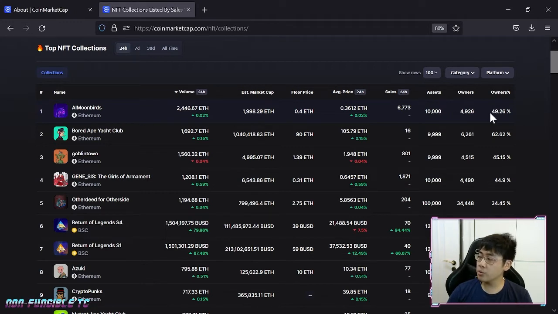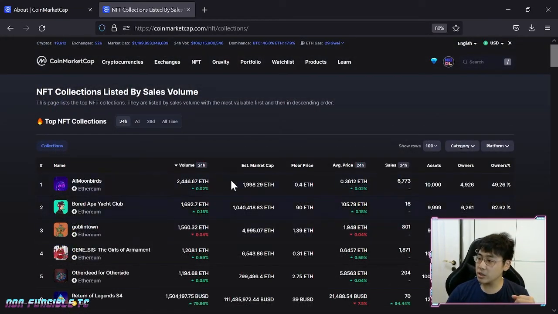How many owners? So owners percentage is okay because there's 4,926 owners owning 10,000 profile pics, right? So the owners percentage is actually 49.26 in terms of centralization, right? With a higher owner percentage, the better it is. It shows that it is more decentralized, right? Fewer people could control the floor price, right?